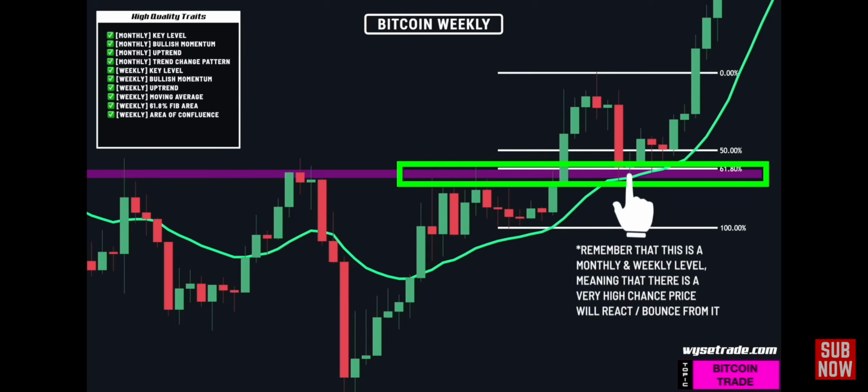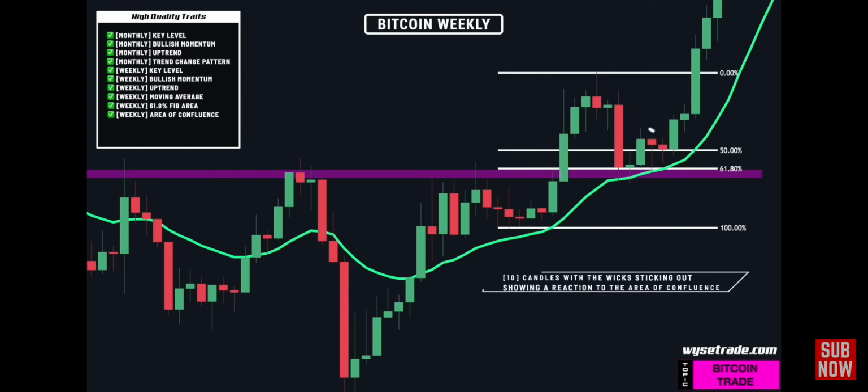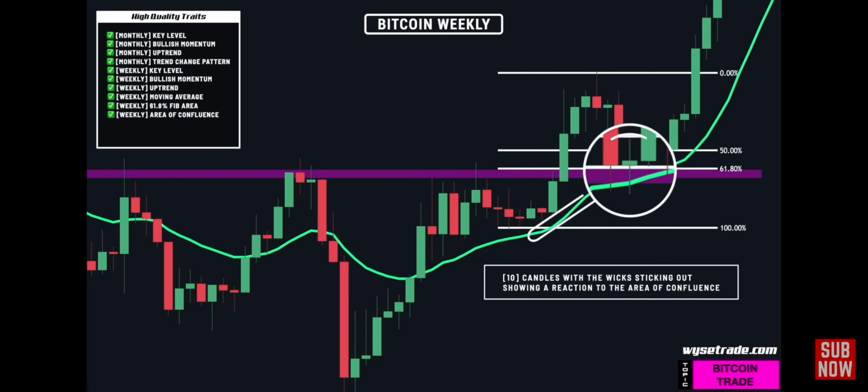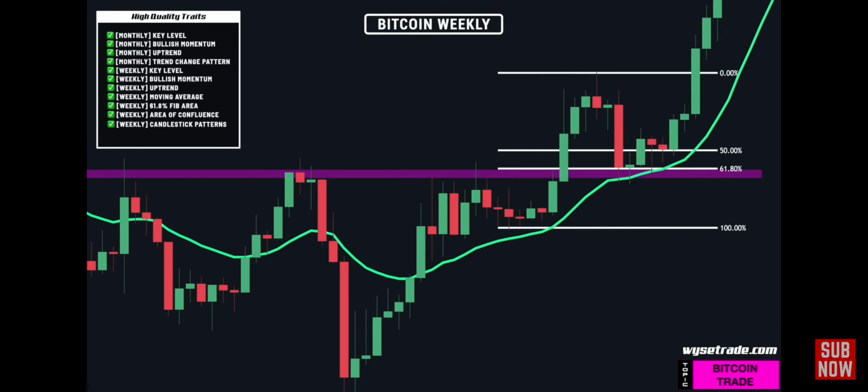Remember that this is a level that is visible on the monthly and weekly, meaning there's a very high chance that price will react to the level. When price finally hit the area of confluence, you had candles with the wicks sticking out right at the level, which shows a reaction to the area of confluence.